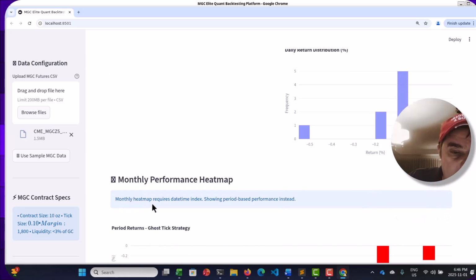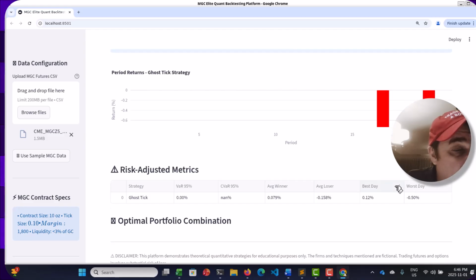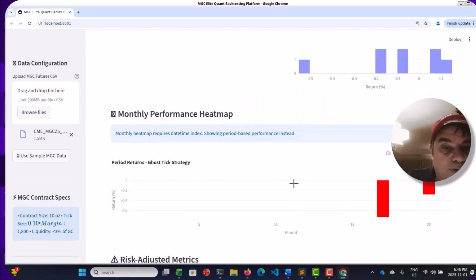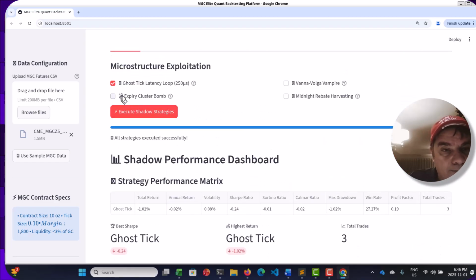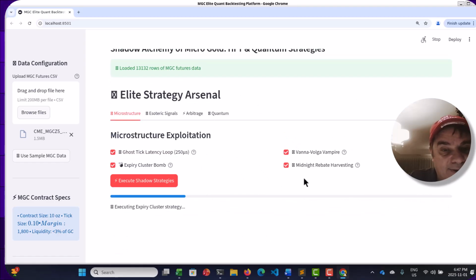We have here a monthly heat map, date time showing period performance instead. So these drawdowns are because of what happened last week on the 21st of October. So that's pretty good, actually. Okay, so I'm going to add in the other ones here. Let's see how fast this takes.